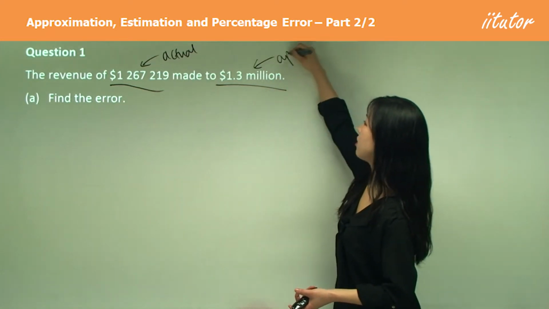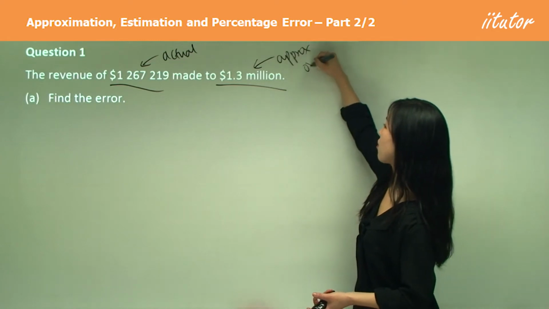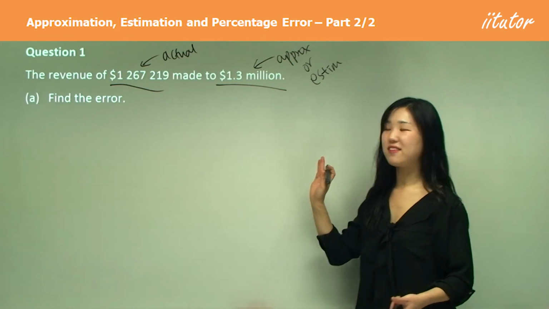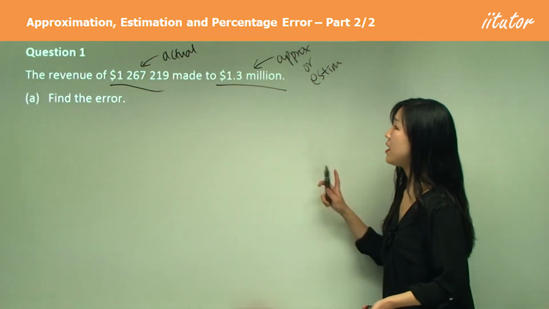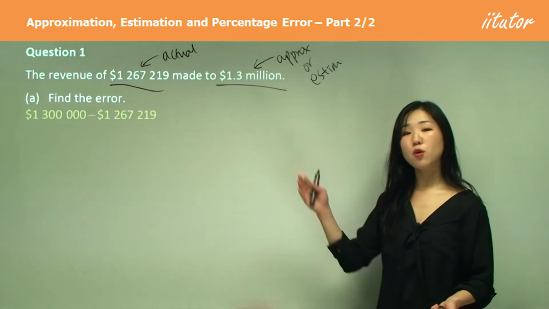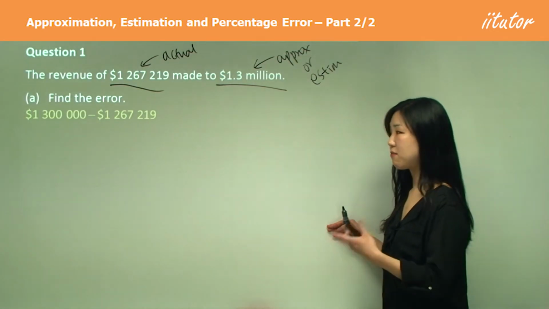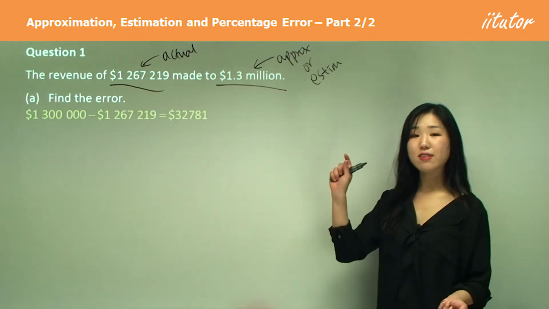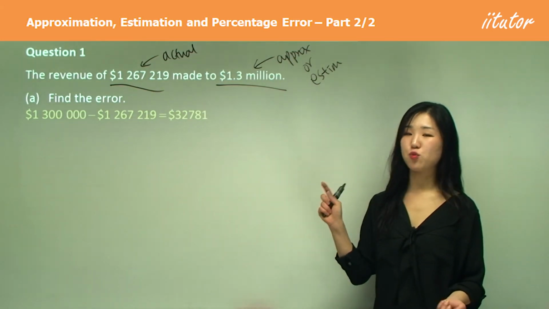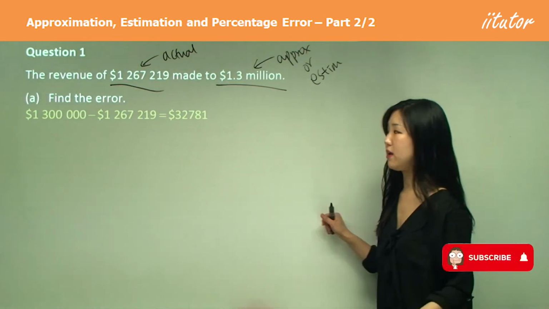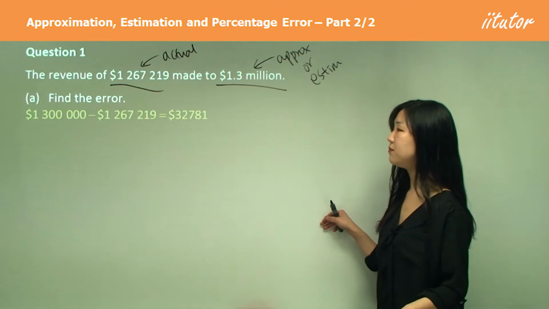okay? I'll just call it approx or estimation. I'll just call it estimate, okay? That's what it is. So the error will simply be the approximation minus the actual value, isn't it? Like that. So 1.3 million minus that big massive number, just calculate it, guys. It should be something like this. So that's the error. So that's how much we rounded it, or that's how much we estimated it to be, approximated, or whatever you want to call it.